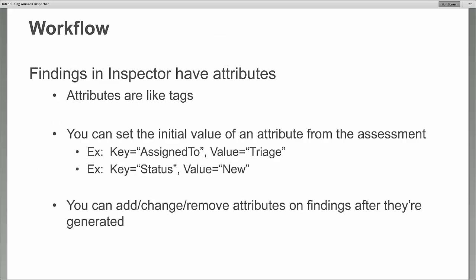Then I'm going to demonstrate something interesting in Inspector, which is workflow. When we get to Inspector and look at the findings that Inspector generates, you'll notice that the findings themselves have attributes. Attributes are like tags in that they're key value pairs, string information that you provide. But you can store little bits of metadata with these findings, and you can use that to create your own workflow with Inspector. I give some examples here: you can have an assigned to value with one of your engineers' name or alias in it, or for default values you can have triage.